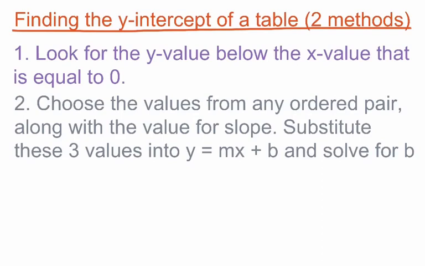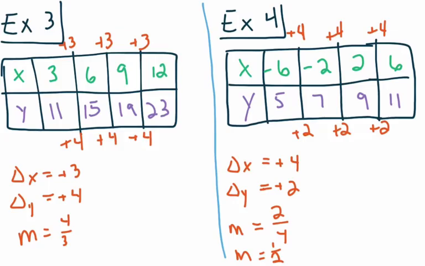What we need to do is choose the values from any ordered pair along with the value for the slope. So from our ordered pair, we have an x value and we have a y value, and then our slope gives us our third value that we need. We're going to substitute those three values into y equals mx plus b and solve for b. Let's go back to examples 3 and 4 and take a look at how we can do this.